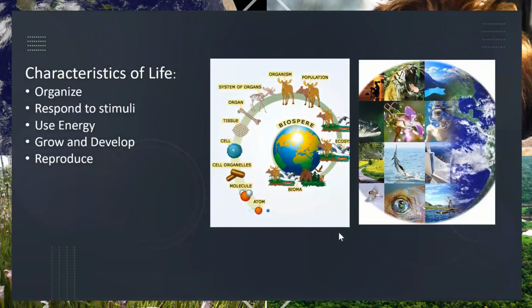So as a review, the five things that we discussed were organization, response to stimuli, the use of energy, growth and development, and reproduction. So following this simple PowerPoint, we're going to have a quiz. You're going to be required to name the five characteristics of life and define key vocabulary words within the PowerPoint. There's also going to be a multiple choice section in which I'm going to take the examples of each characteristic of life and mix them up, and you're going to have to match the example of the characteristic of life with the characteristic of life.